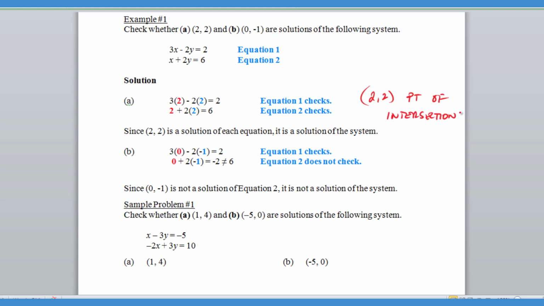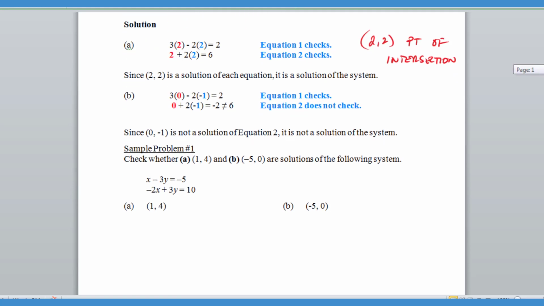It should seem fairly obvious at this point that there can be only one point of intersection between two lines. So if (2, 2) is a solution to the system of equations and it is the point of intersection, then (0, -1) could not be. But you could still test it. In part B, we plugged in (0, -1), and it fits for one of them, which means that (0, -1) is a true statement for equation 1, so it is a point on that particular line. It is just not a point on both lines because it doesn't check for the second equation. Just because it works for one doesn't mean it's a solution to the system. Let's keep that in mind as well.